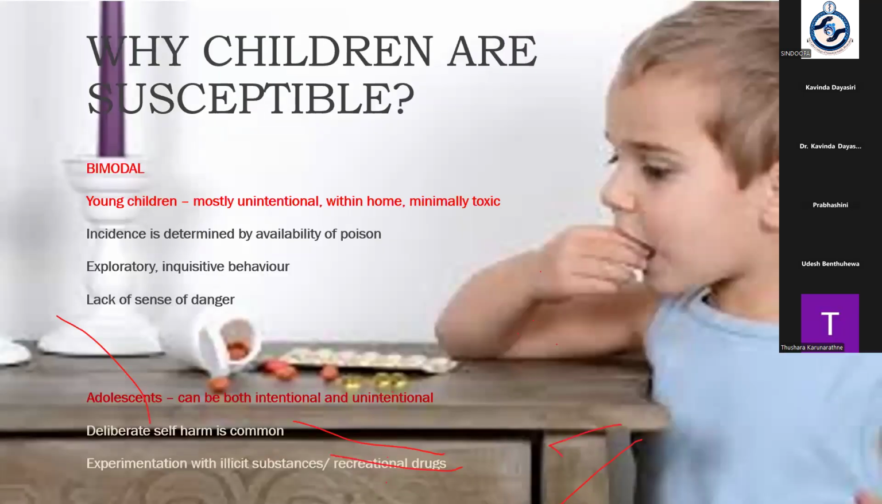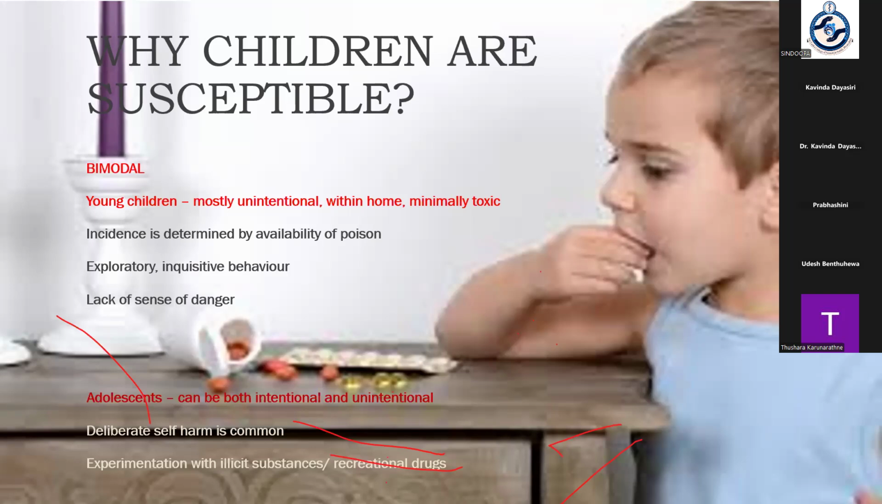And we see a bimodal distribution, or 2 peaks, in children when it comes to the incidence of poisoning. The first group is the toddler group, where we see most cases of accidental poisoning, and they occur within the home premises. Most of the time it is minimally toxic, and it happens due to exploratory, inquisitive behavior. They just explore and test a certain pill, unless they ingest quite a bad pill, which can be quite toxic with a smaller dose. Most such children will not have a bad outcome. Most of them can be discharged.